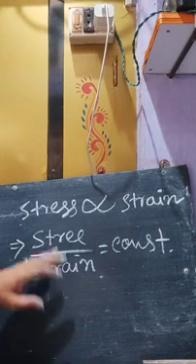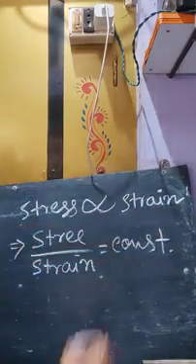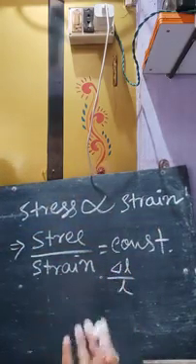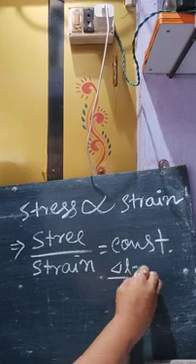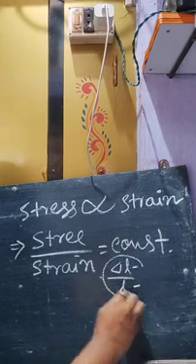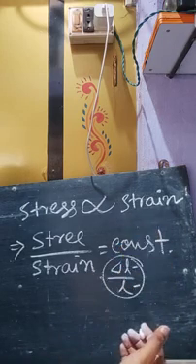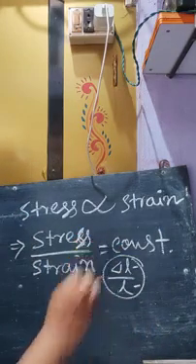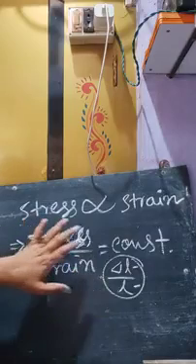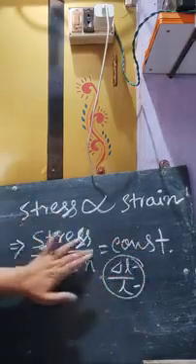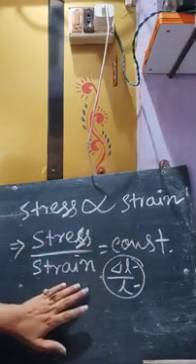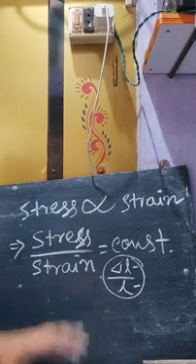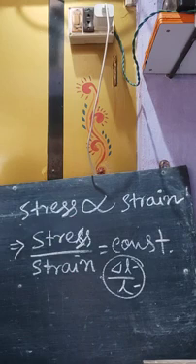And what is the expression of this strain? That is del L by L, if I consider the length. So this is also meter, this is also meter. So basically strain is a unitless quantity. Therefore, what will be the unit of this constant? It will be only the unit of the stress, because strain is a unitless quantity.